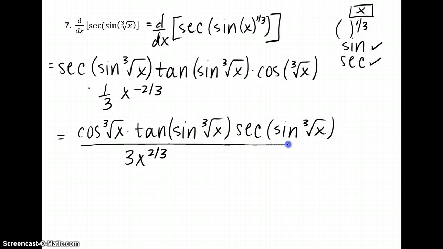So notice you have the sine of the cube root of x twice, but this sine is attached to the tangent function, this one is attached to the secant function, so there's nothing more you can do. Even rewriting secant as 1 over cosine, again, nothing will cancel because the expressions that follow the original trig function are all different. And that's it.